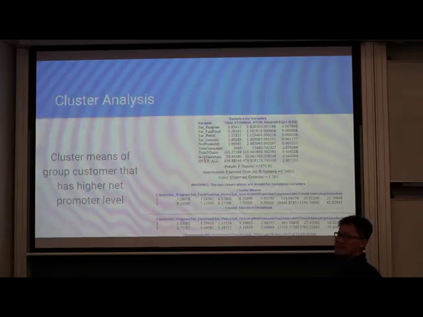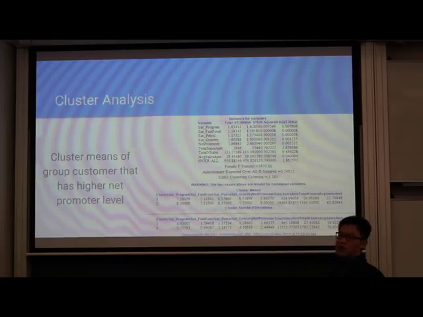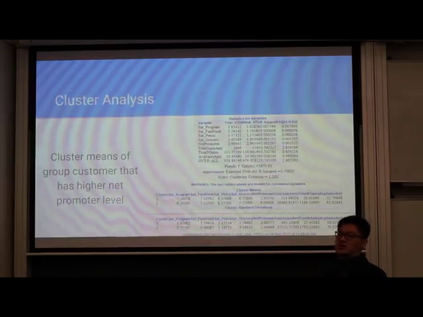Here we can also see that the satisfaction program level is different. For the customers in cluster number 2, we have a satisfaction program score of 9.5. On the other hand, customer cluster number 1 only has 7.2 points, which means that customers that have more satisfaction also have a higher level of net promoter.